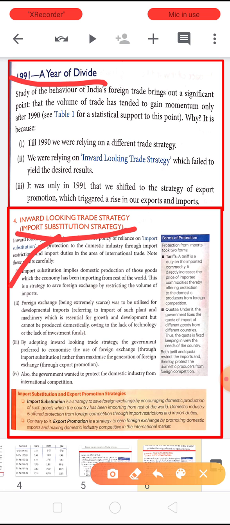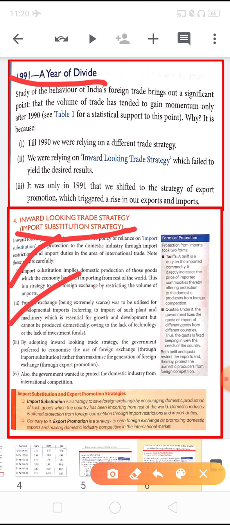So this is a strategy to save foreign exchange, because if you are importing anything from any foreign country, then that country has to be paid in its own currency. So with the introduction of the inward looking trade strategy, the objective is to save foreign exchange by restricting the volume of imports.